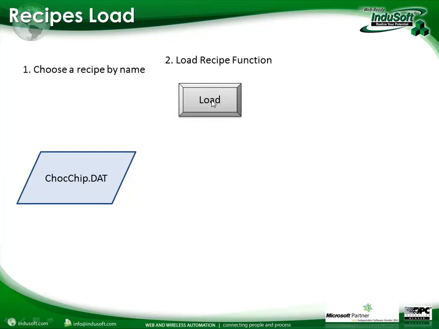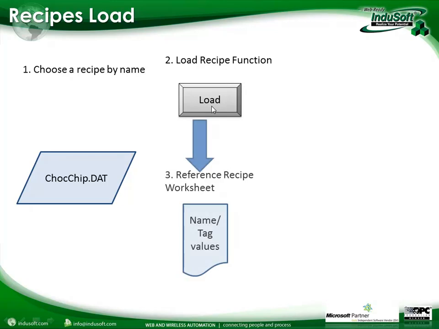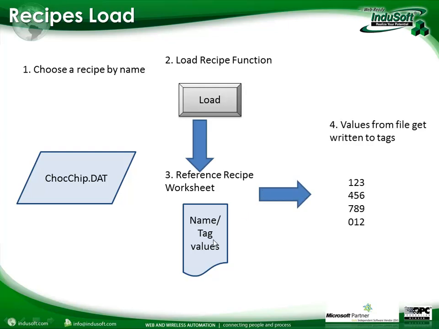We then choose the load recipe function, which again I'll dive into the help system and show you in a minute. But once we do that, it references that recipe worksheet and associates the name and the tag values that were saved previously. And then when you execute the load function, it takes the values that were saved in that file and writes those to the tags associated with that. Now here I only have 4 different values shown, but it can literally be hundreds or thousands. I don't know off the top of my head the limit, but it's a big one.